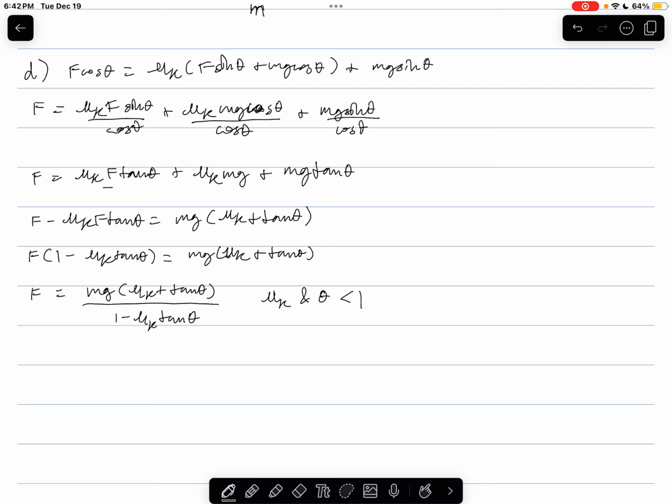That means it's not going to accelerate at all. It's just the force of friction acting against it. So no, that does not make sense. The force cannot be negative. And if it's just 1, it also doesn't make sense, because that means undefined. So I think mu k and tan theta have to be less than 1.